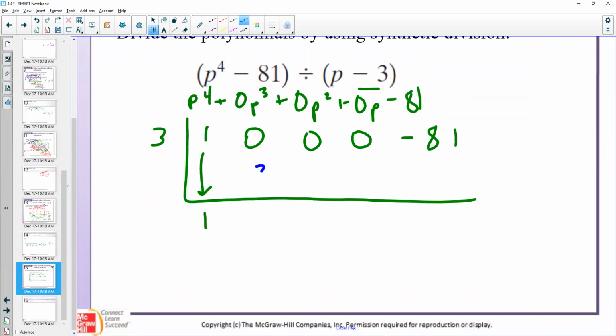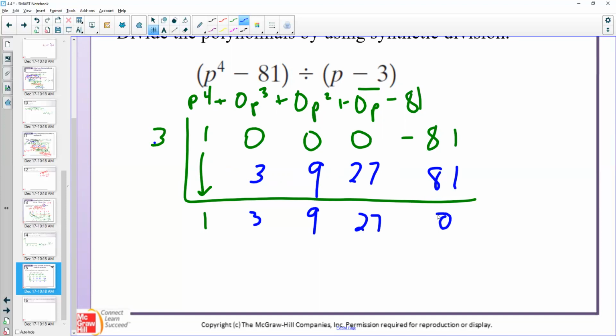3 times 1 is 3. 0 plus 3 is 3. 3 times 3 is 9. 0 plus 9 is 9. 3 times 9 is 27. 0 plus 27 is 27. 3 times 27 is 81. 81 minus 81 is 0.